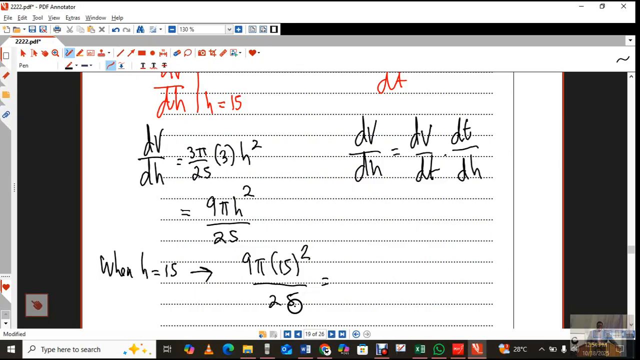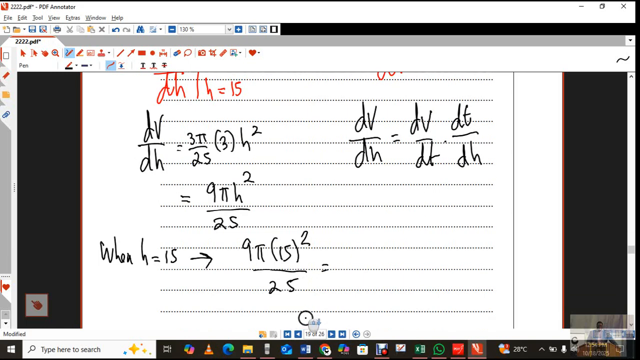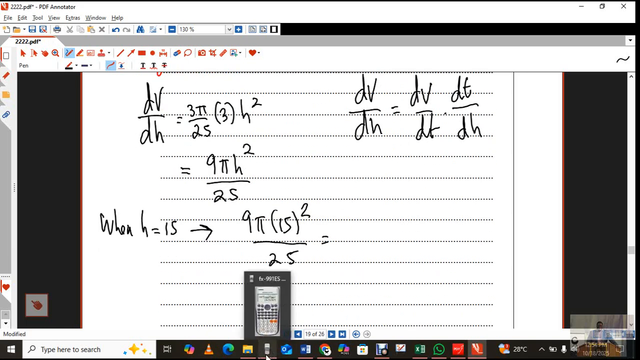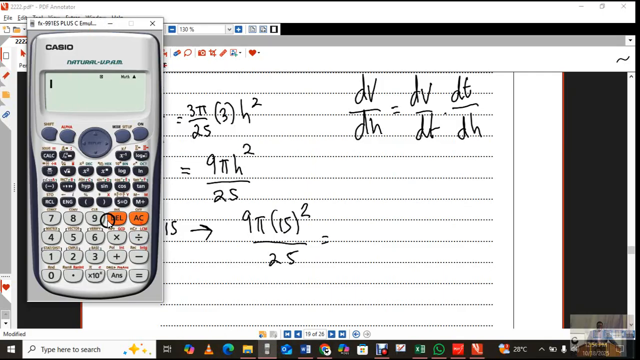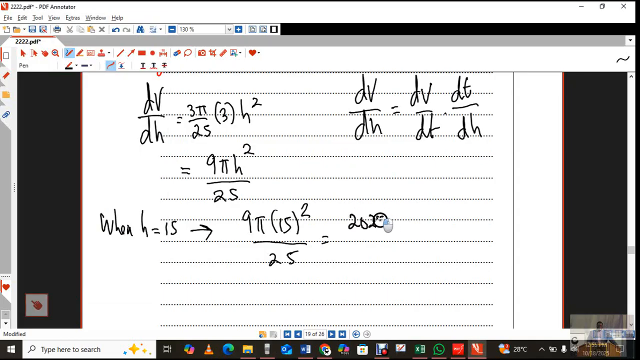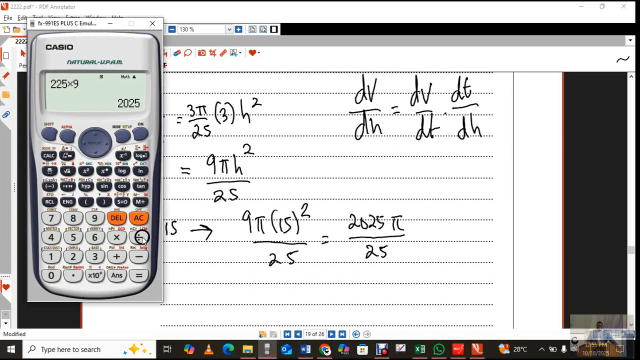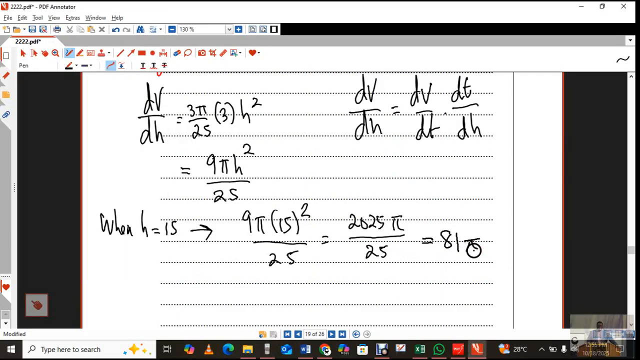then 9 pi times 15 squared upon 25, then this is going to be equal to, well, what is it going to be now? Let us see. 15 squared is 225, 225 times 9, okay, that's 2025. 2025 pi divided by 25. Let's just divide that answer by 25 to see what I have. Okay, I have 81. This is 81 pi. Now, I have dV/dH.